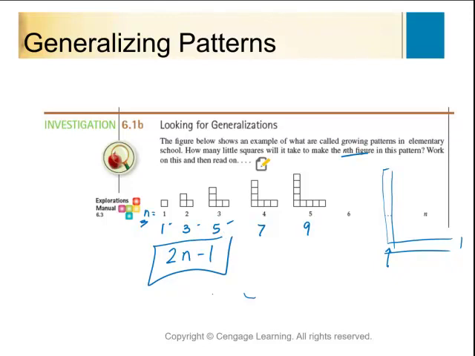So being able to see how this pattern changes with changing n and being able to describe that is just saying, well, the number of little squares is going to be 2n minus 1, is very important in helping students learn about functions.